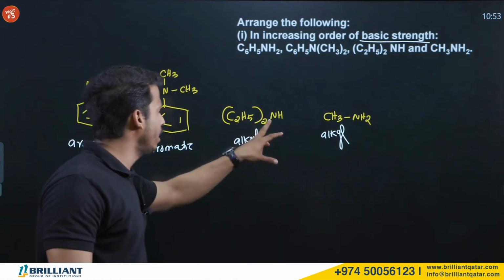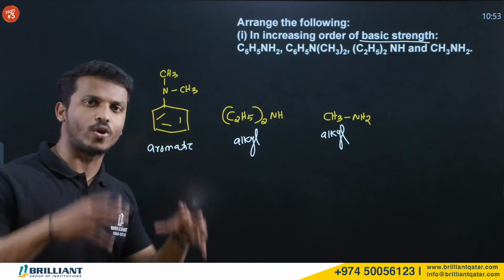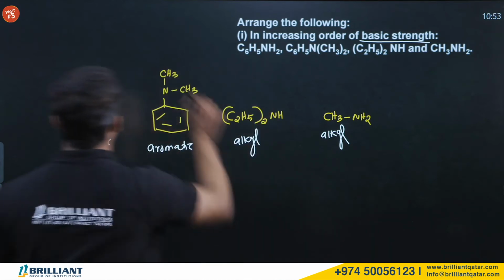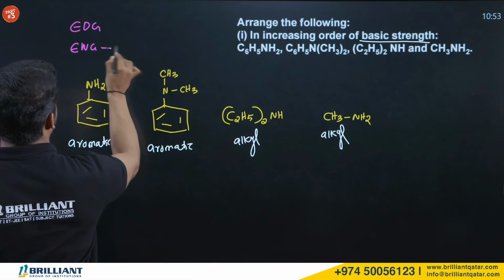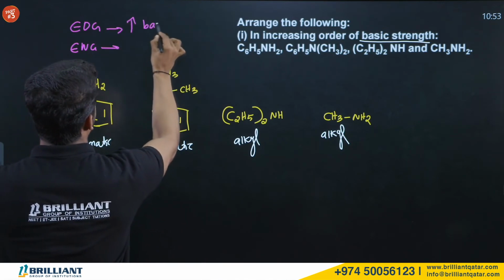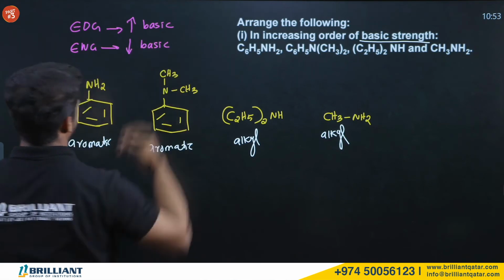Here, one amine with the ethyl group, one amine with the methyl group. Which is the better donating group? We know the main reason for the basic character, dear student, is electron donating group and electron withdrawing group. Who can increase the basic character? Electron donating group. Okay, electron donating group increases the basic character. Electron withdrawing group decreases the basic character.